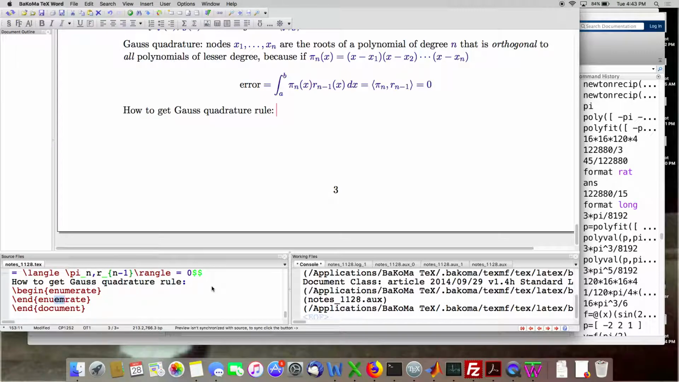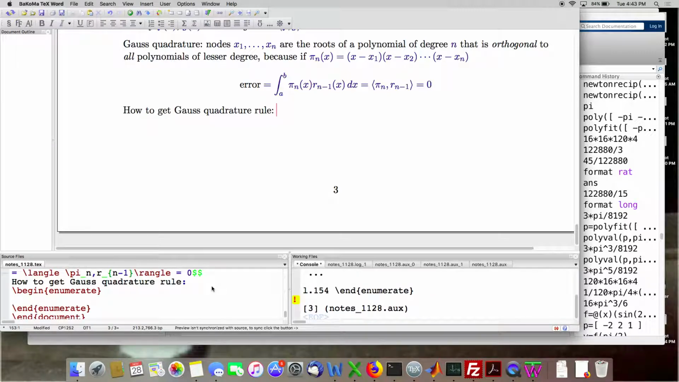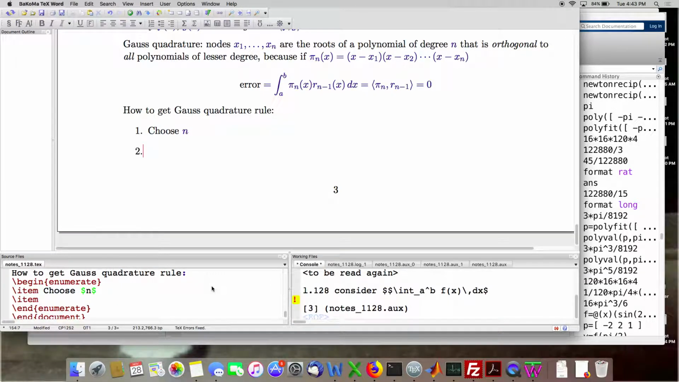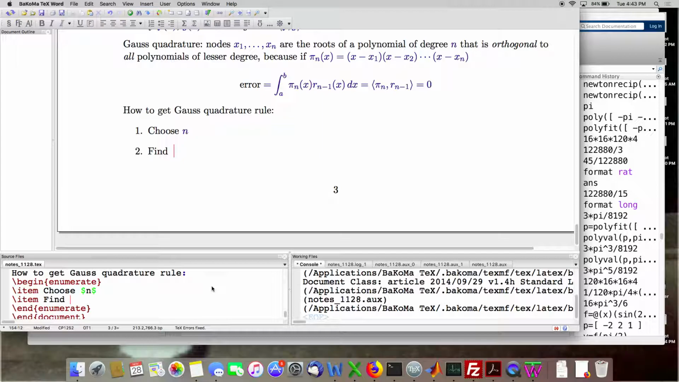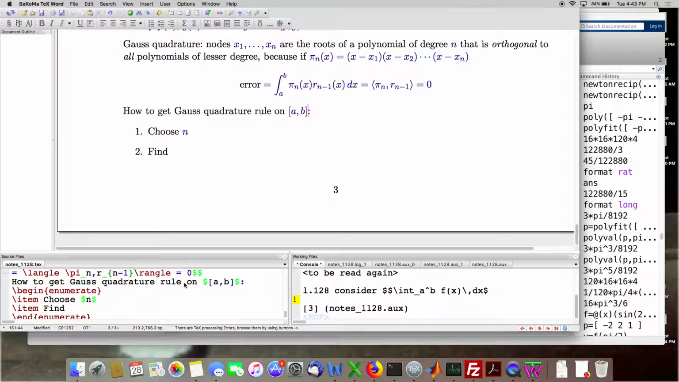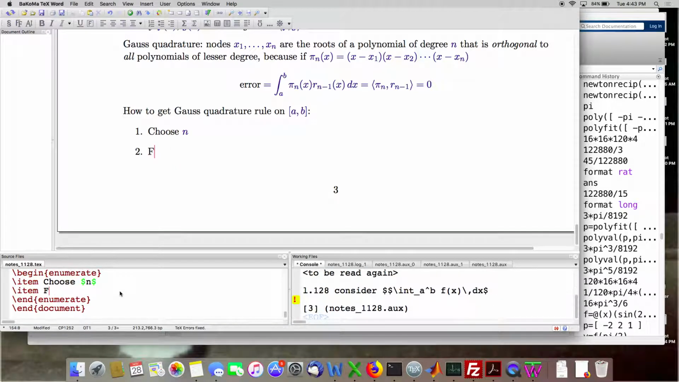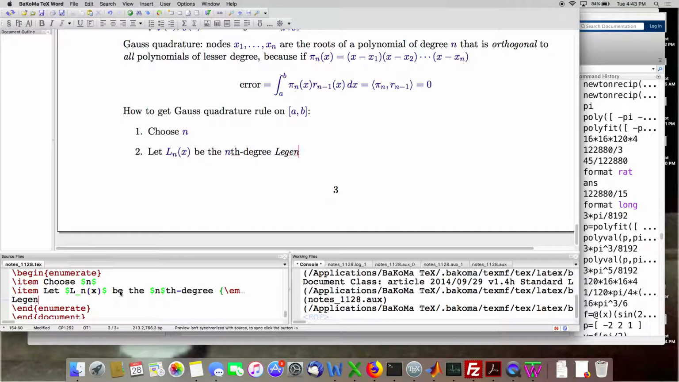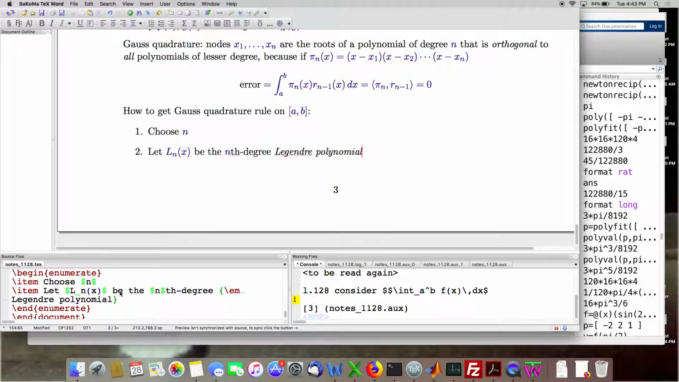Oops, that's totally spelled wrong. Okay. All right. So choose n, the number of nodes you want. And then I'm going to add another step here. Actually, I'll be more specific: find the Gauss Quadrature rule on an interval AB. All right, so that has to be known. Okay. So then I'm going to let this polynomial, Ln of x, be the nth degree Legendre polynomial. I'll talk more about those in a second.